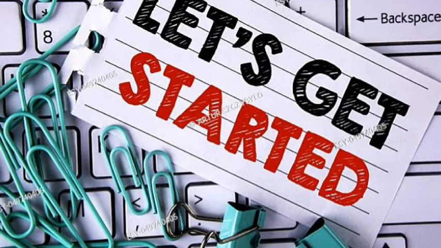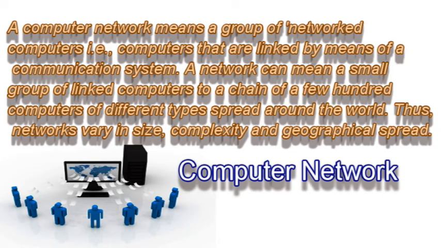So let's get started with the video without wasting any time and understand different networks and their types. Going to the very first thing, we all know what a computer network is. Basically, a computer network means a group of networks that are linked by a means of communication system. That is basically called a computer network.